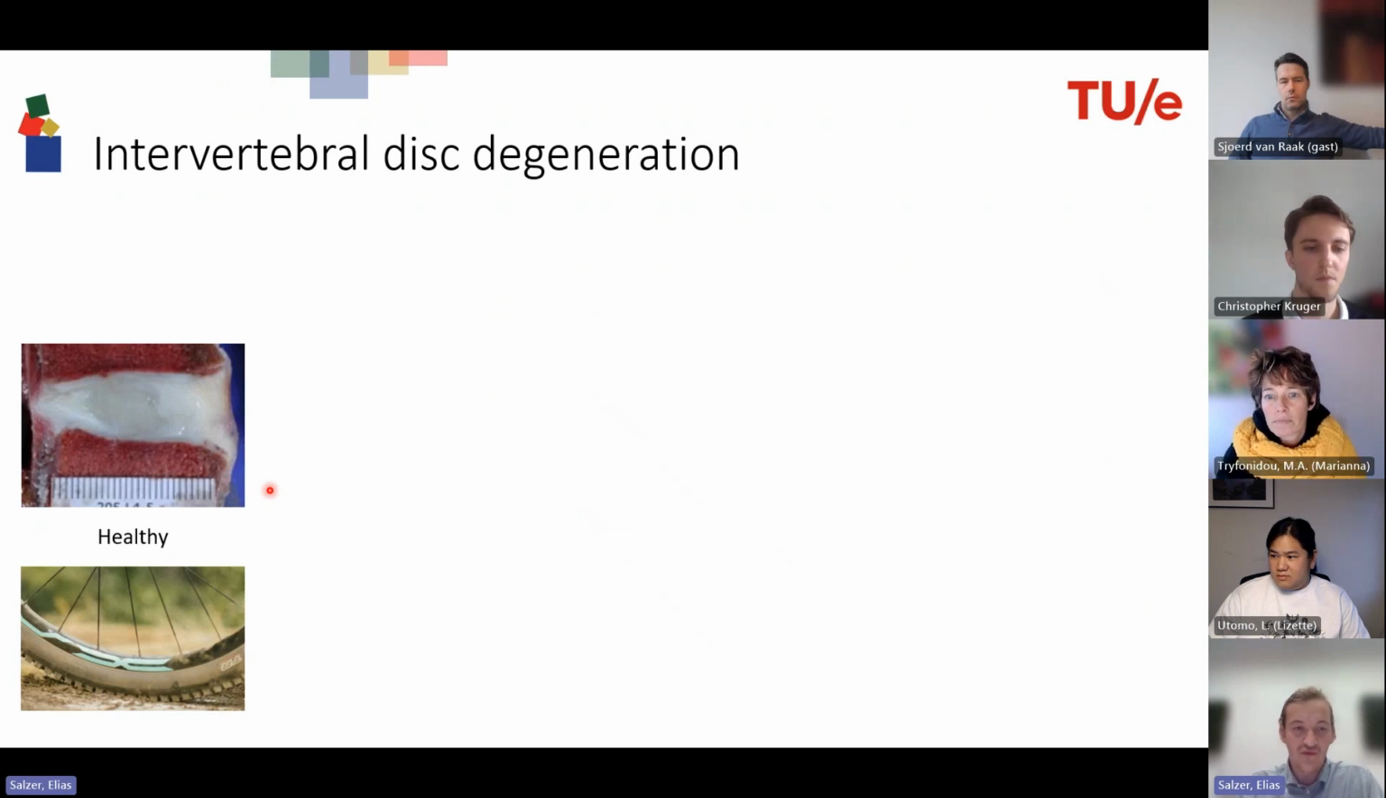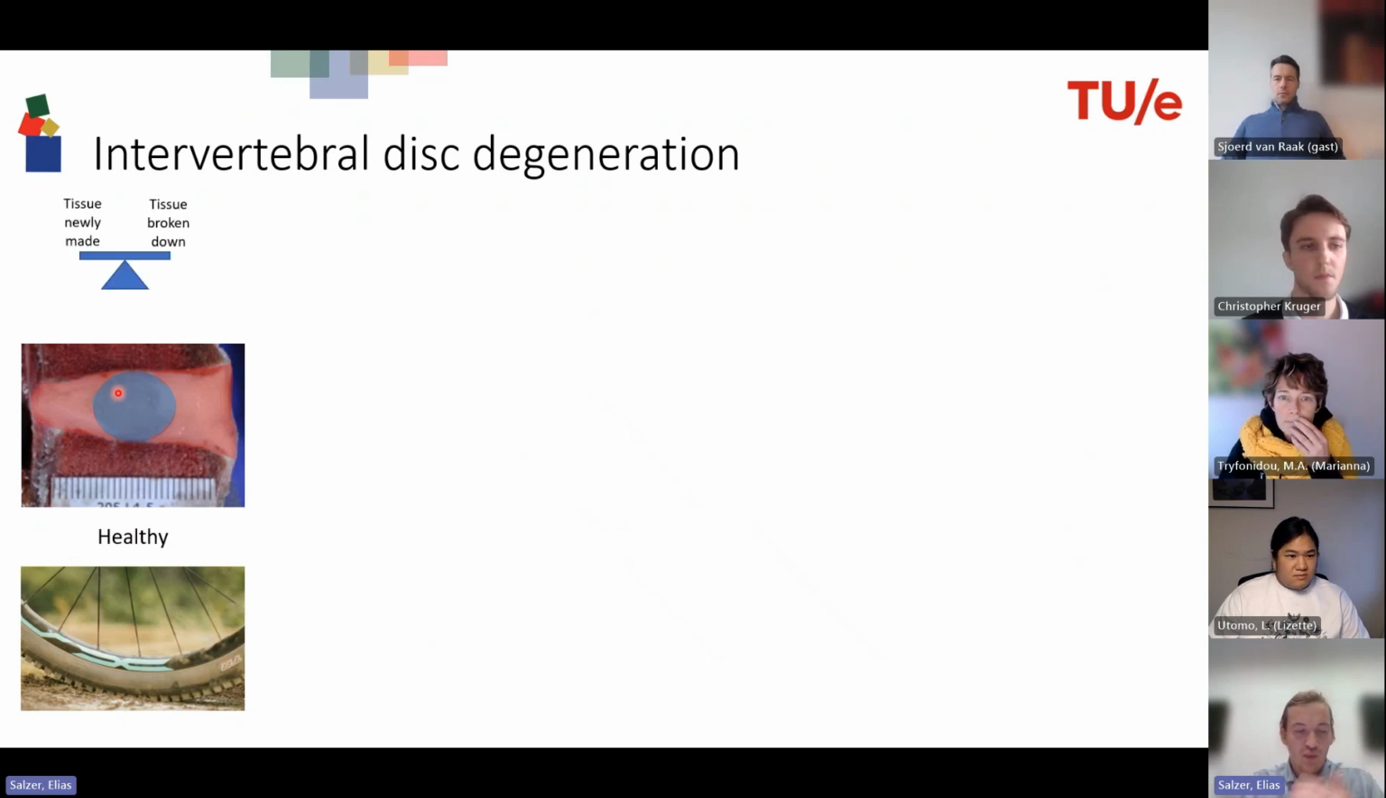This is true for the healthy intervertebral disc. And let me guide you through this image. So in the center here, you see the nucleus pulposus. It's a cut open intervertebral disc. And on the side here, you have the annulus fibrosus. And here in the healthy intervertebral disc, it functions indeed like a bike tire. But why is that the case? Because tissue is newly made and broken down at the same rate. So you can see that this is in a nice balance. So the cells in the nucleus pulposus make up new tissue and they break down tissue at the same rate. And this is where nothing is lost.